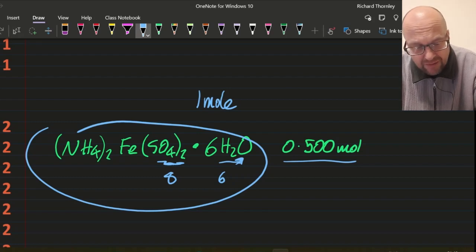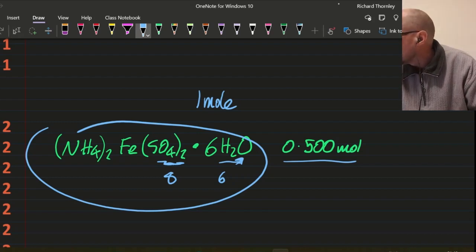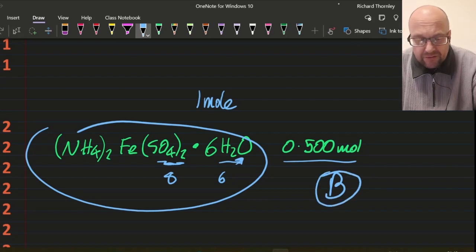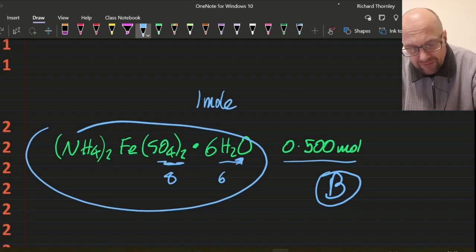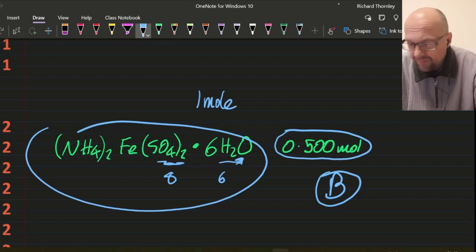Well, they're actually asking me for half a mole. So that's going to be 7 moles of oxygen, isn't it? 7.00. So 2 is B. So the trick really with these is you take the number of moles given and you multiply it by the number of atoms in the molecule that you're interested in, in this case, oxygen.